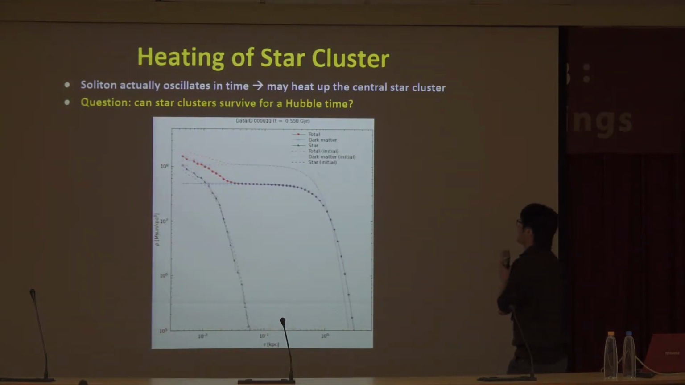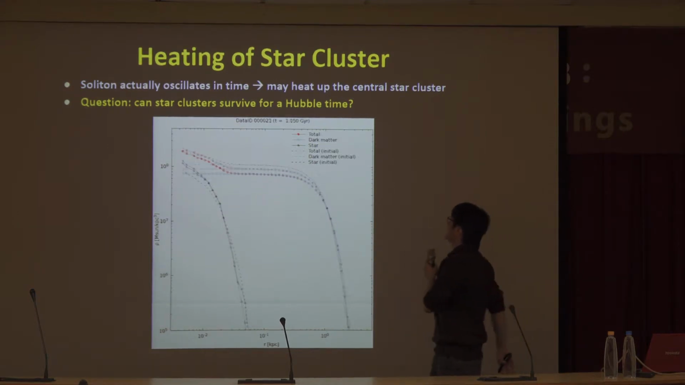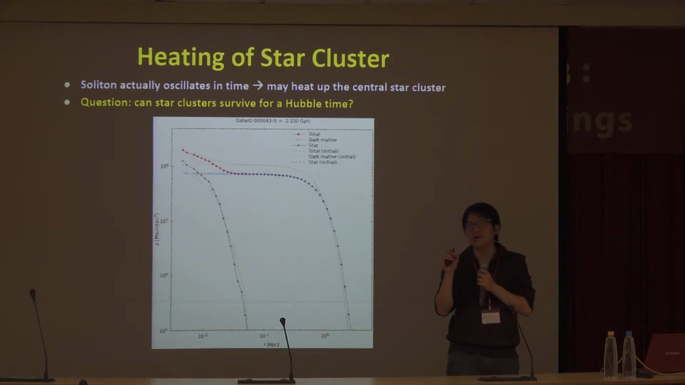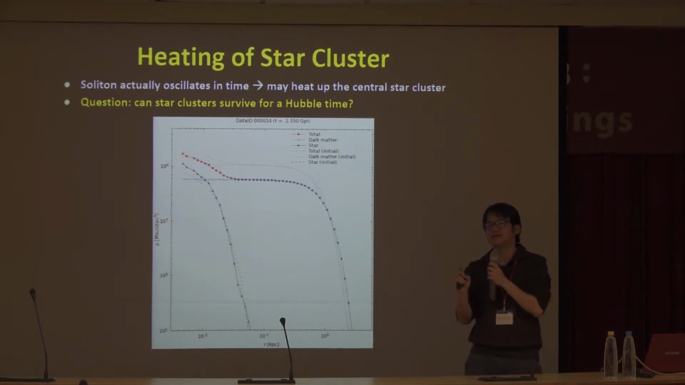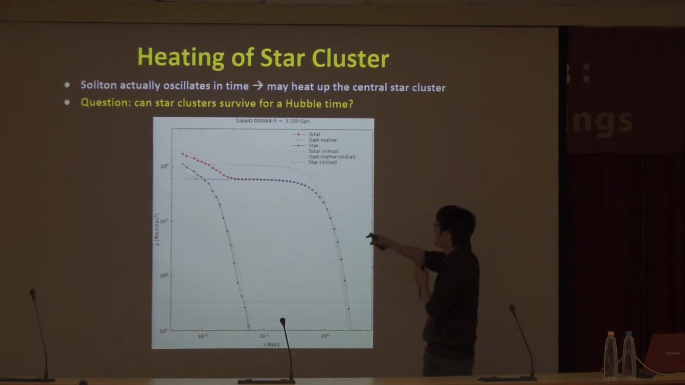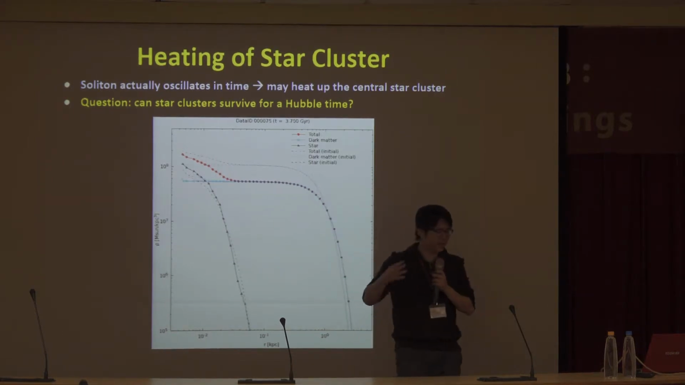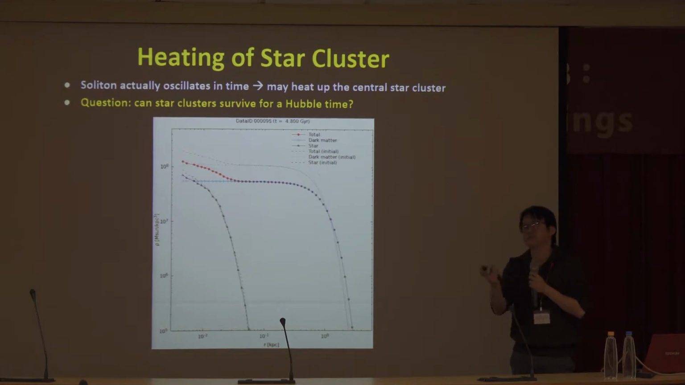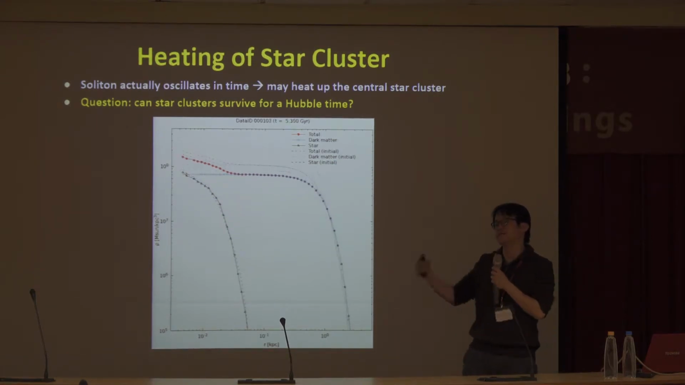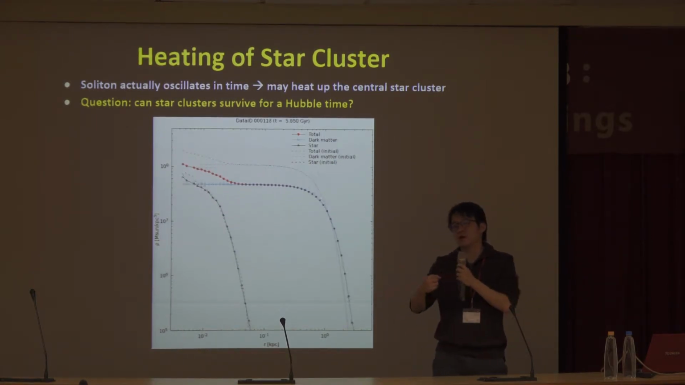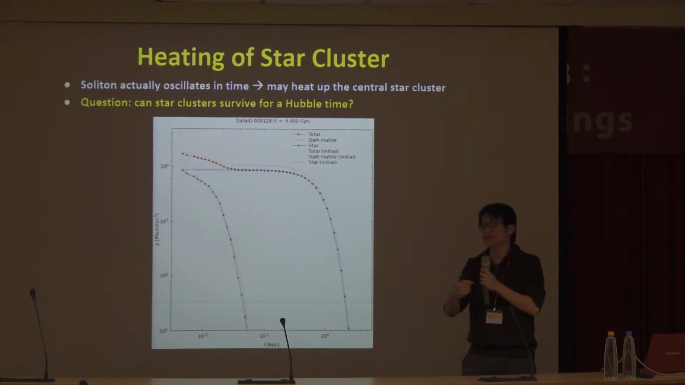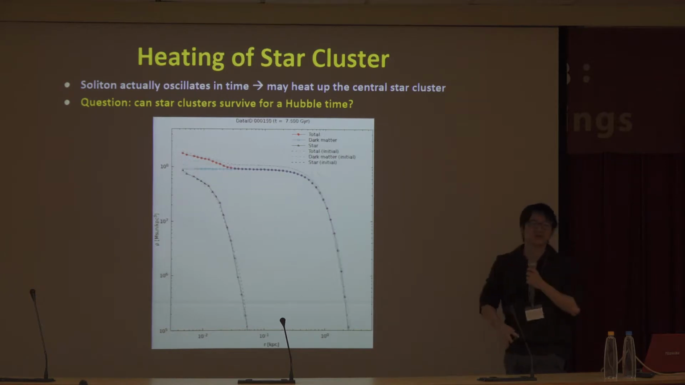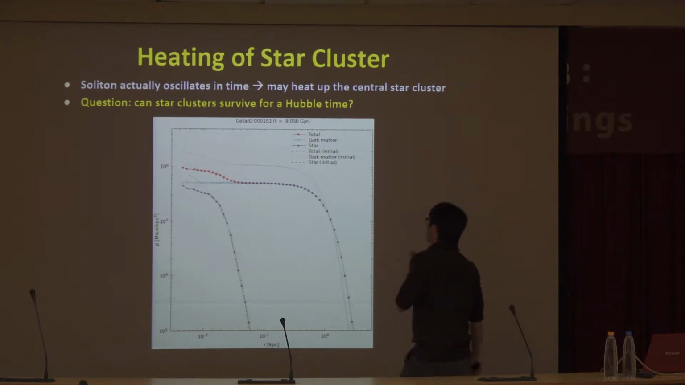We are also studying the heating of star clusters. In many galaxies, we find that there is a small star cluster in the center. Because this soliton will also oscillate, there are recent papers suggesting that this soliton oscillation may actually heat up the central star cluster, basically just pumping energy. So the star cluster will be heated up and diffuse away. It cannot survive, so we should not observe this star cluster. That's the challenge of this model.